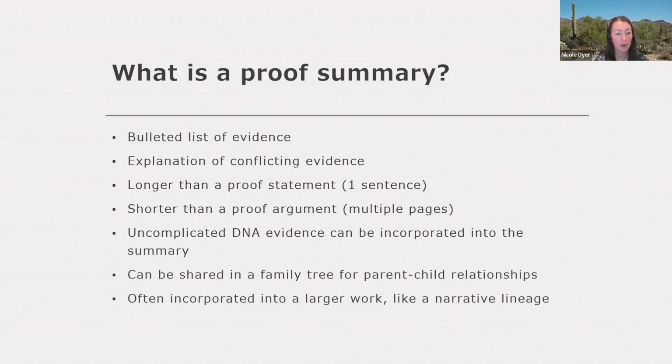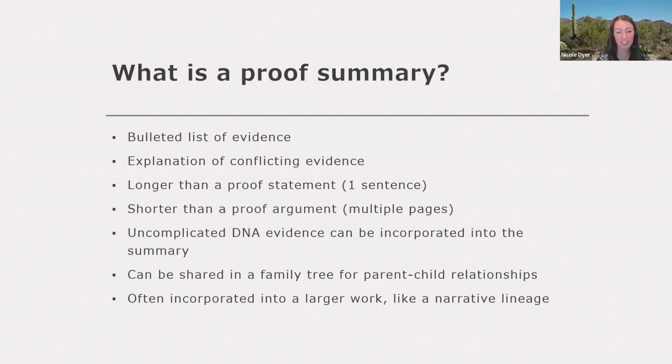Sometimes there might be a minor conflict that you need to explain, but usually there won't be anything big that is challenging, like multiple different candidates for a parent where you have to eliminate one. That would be a proof argument. But a proof summary might have a small piece of conflicting evidence, or you might have multiple pieces of evidence that need to be correlated, such as correlating documentary and DNA evidence. So putting those together would require a proof summary.